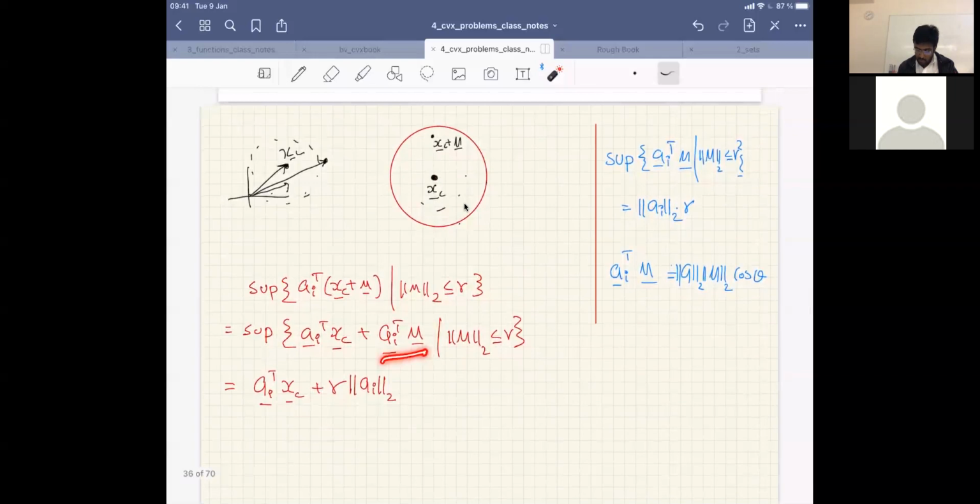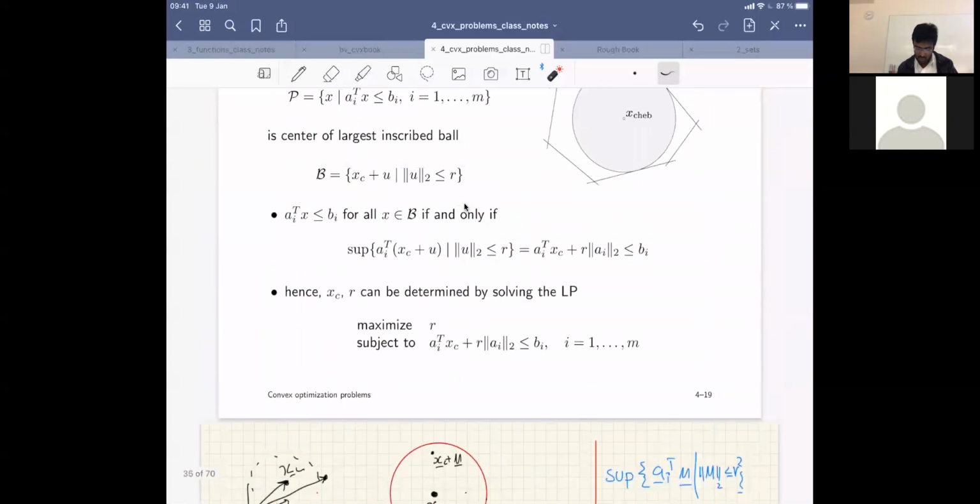So what is the maximum of this? When I say maximum here, it's supremum. Both are different, but loosely we can say it. So the supremum of a transpose u is what we are going to find. What is a transpose u? It is norm of a, norm of u, into cosine of the angle between them, right? So the maximum will be when theta equals 0. That is, u is parallel to a, and u will take its maximum value r. So this term will take the supremum value of r times norm of a. So this is the maximum.